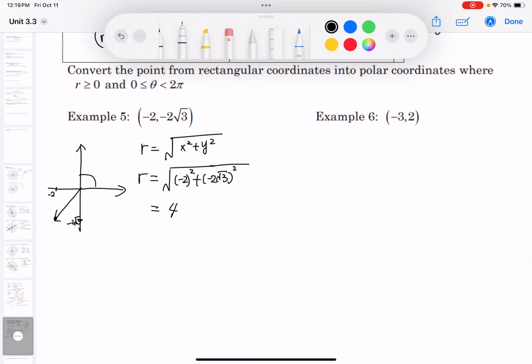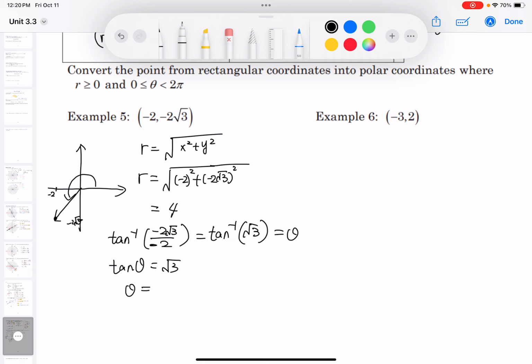How about this theta angle from here to here? We need to find the inverse of tangent of y over x, negative 2 square root of 3 over negative 2. Do the cancellation, we have inverse tangent of positive square root of 3. We can use our calculator, or we can just say tangent theta is equal to square root of 3. So theta must be 60 degrees. 60 degrees is pi over 3.